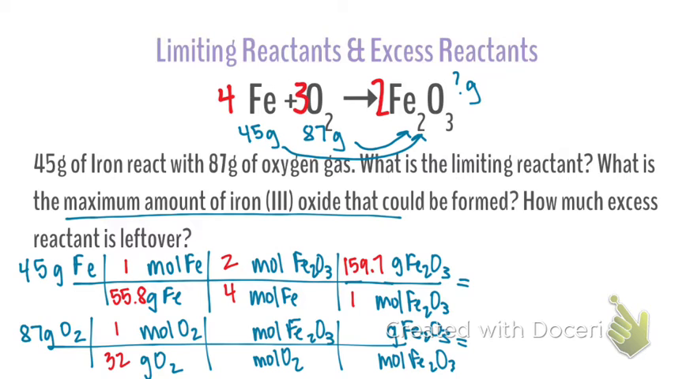Make sure your molar mass for O2 is 32, not 16, right? It's got to be O2. Is that what we had for molar mass of iron oxide? 159.6. Okay, perfect. Yeah, fine. Yep, no problem.